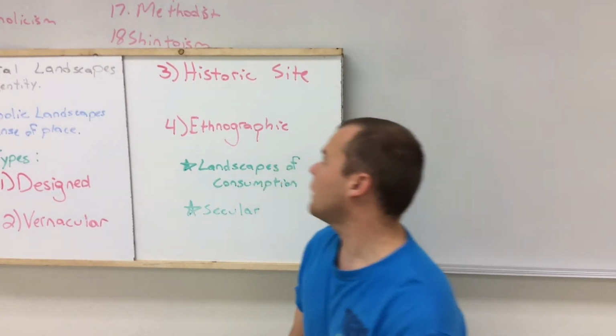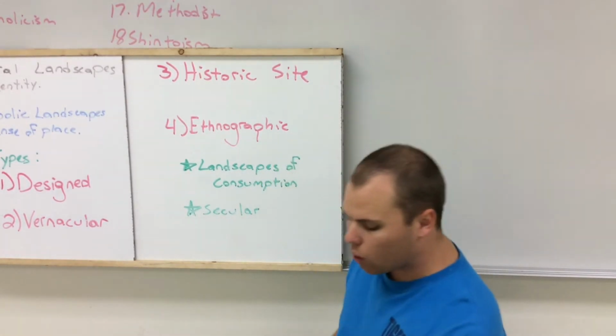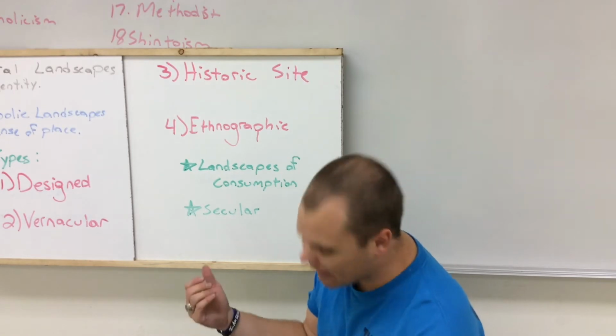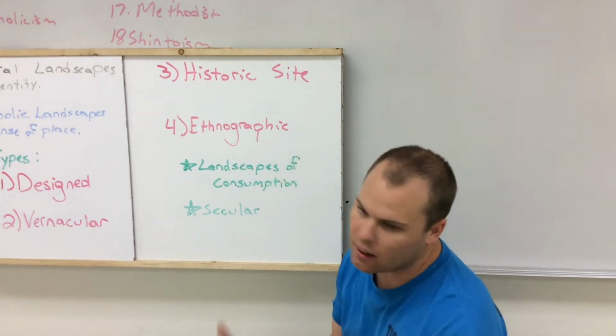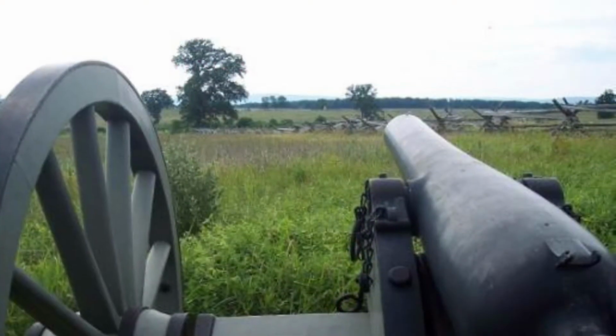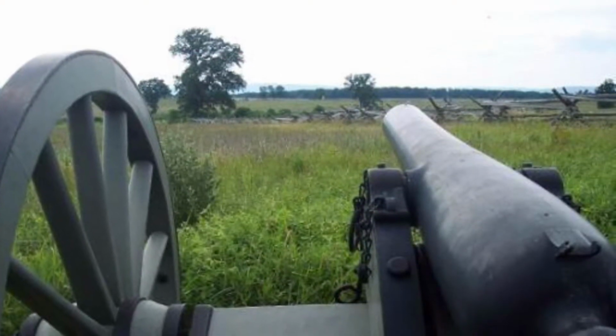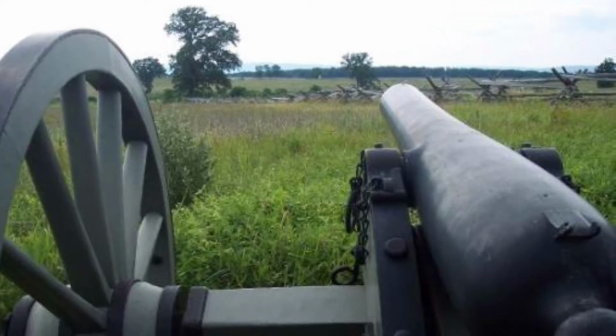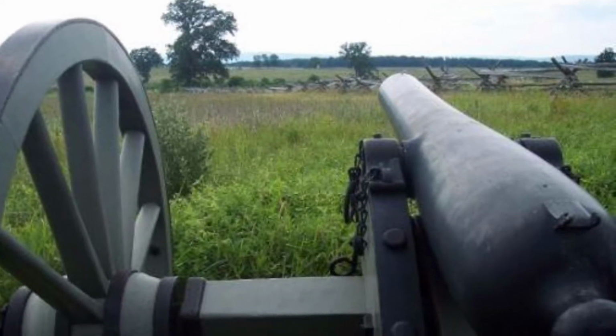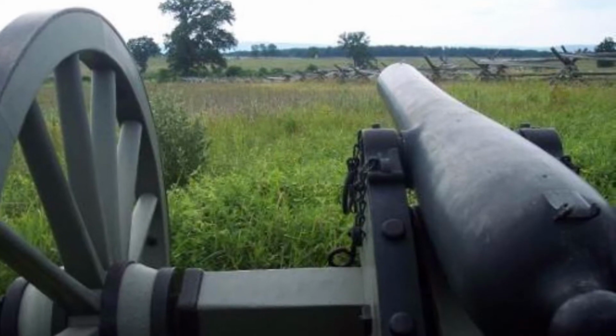The next type of cultural landscape that we're looking at is a historical site. A historical site is a landscape that is important because of a historical event that took place there. A historical cultural landscape could be Gettysburg, Pennsylvania, probably one of my favorite examples because the Civil War is my favorite era of history. But that could be a historic site because something historical, the American Civil War, took place there.